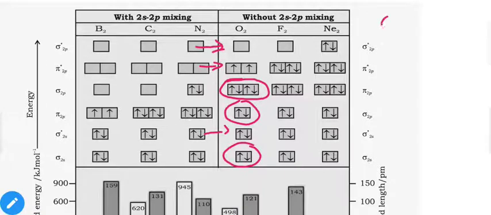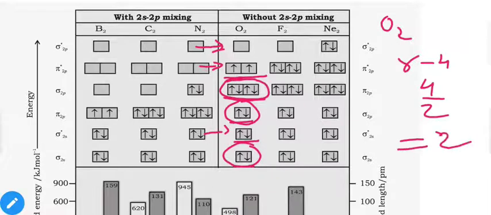So in O2 we have 2 plus 2 plus 4, total 8 electrons present in bonding orbitals, and 2 and 2, total 4, present as antibonding electrons. That means we have a difference of 4, divided by 2 is equal to 2. So the oxygen O2 molecule contains a double bond, and we already know it.